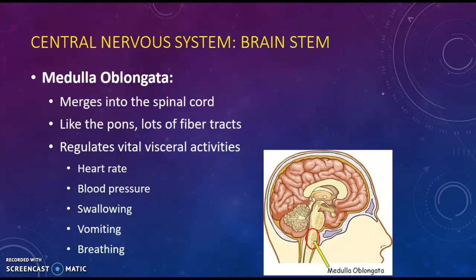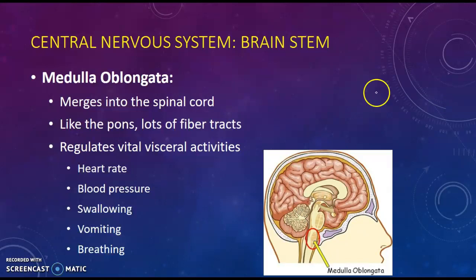Then we have the medulla oblongata. Very, very important structure once again in that autonomic nervous system. It's a lot of fiber tracts and it merges with the spinal cord, but we have so many activities that are controlled by this medulla oblongata, like your heart rate, your blood pressure, the ability to swallow, vomiting, and breathing. Once again, these are all things that you must have to survive and be alive.